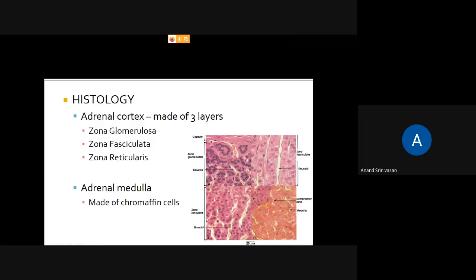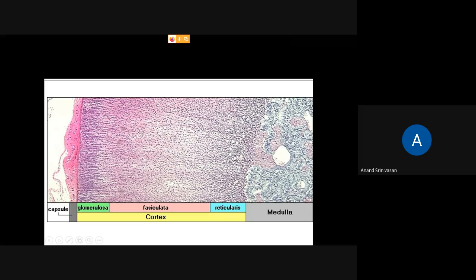It is made up of two layers, outer cortex and inner medulla. The cortex can be further divided into three layers: glomerulosa, fasciculata, and reticularis. In this picture, you are able to see all the layers from outside to inside. The outermost layer is glomerulosa, then comes fasciculata, then reticularis, and then medulla. Any doubts?